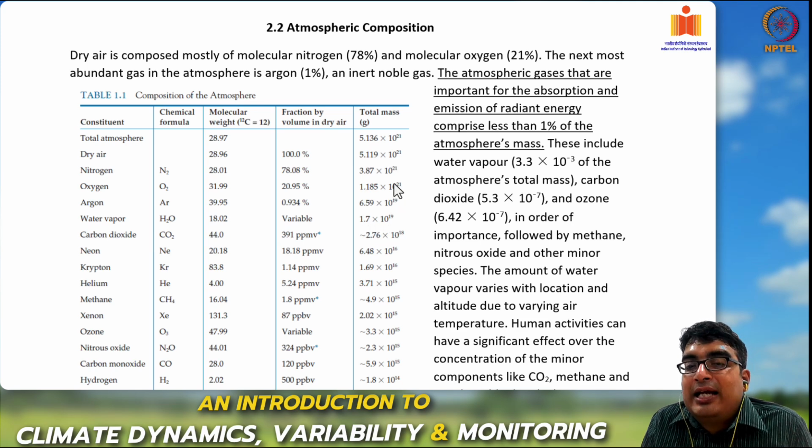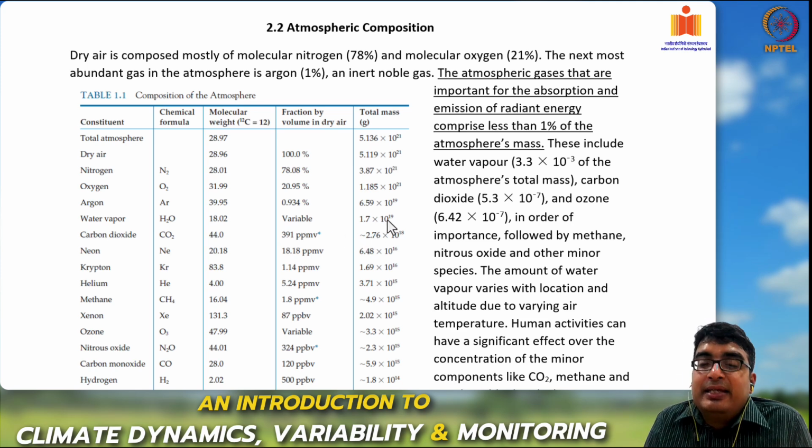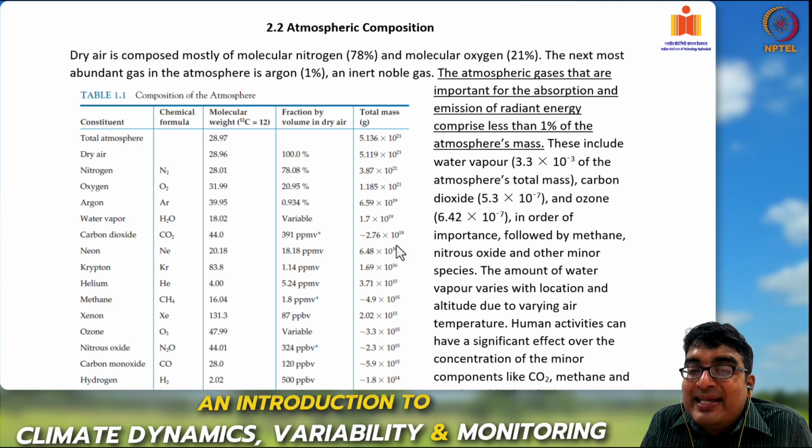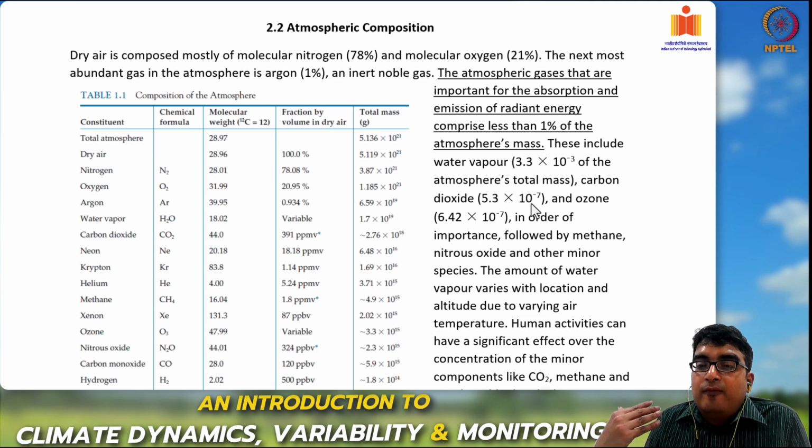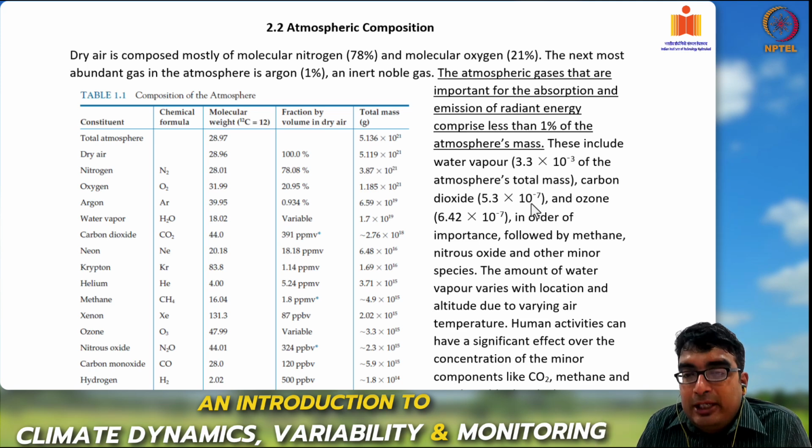So this is at least 100 times lower than argon. And carbon dioxide is even one order of magnitude lower compared to water vapor or argon. It's around 2.76 into 10 to the power 18 grams. Okay. So on a mass basis, these are the values. It's around 5.3 into 10 to the power minus 7 as a fraction of the atmosphere's total mass.